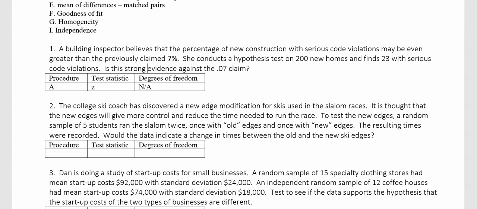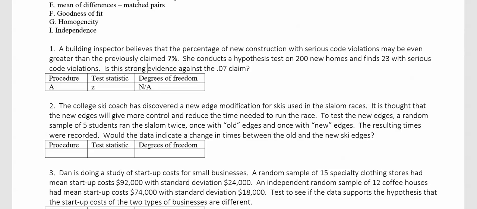Okay, so first thing, let's think about what kind of numbers I would expect to get out of this. Meaning, is it proportion, means, or chi? We're tracking times, how fast they run a race. So I would expect to get some sort of time data, like a minute 30 seconds or a minute 20 seconds. So it's mean, it's not proportion. And the next question is, is it one sample versus two? Well, I'm comparing two sets of times, one with the old edges and one with the new edges.